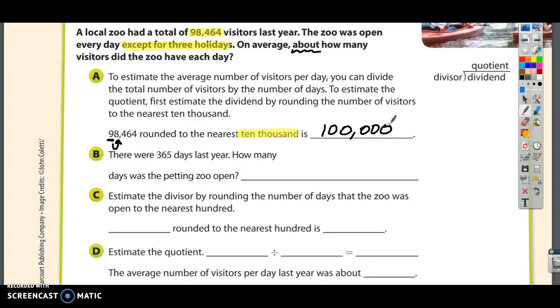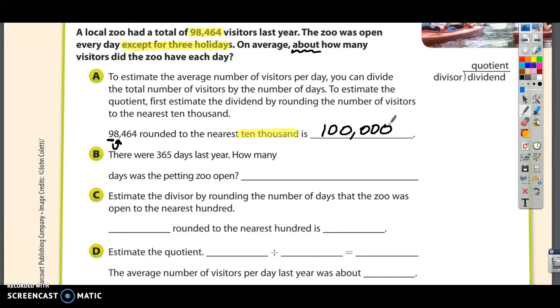And that should make sense. 98,464 rounds up to about 100,000. If you thought that the answer was either 99,000 or 98,000, then you're rounding to the nearest 1,000, not the nearest 10,000. Let's move on to question B.